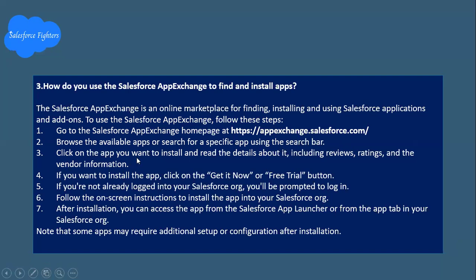Click on the app you want to install and read the details about it, including the reviews, ratings, and vendor information. If you want to install the app, click on the Get It Now or Free Trial button. If you are not already logged in to your Salesforce org, you will be prompted to log in. Follow the on-screen instructions to install the app into the Salesforce org.